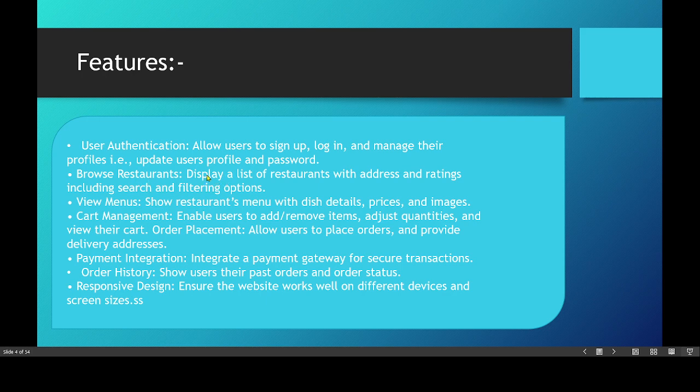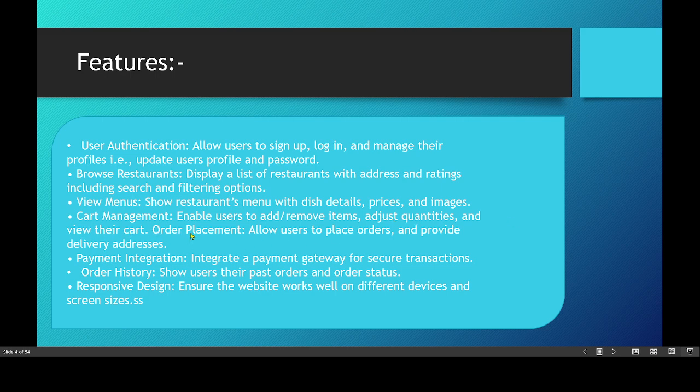While coming to browsing restaurants, it displays a list of restaurants with address and ratings, including search and filtering options. While coming to view menu, it shows the restaurant menu with dish details, price, and images. While coming to cart management, what is cart management? It enables the user to add and remove items, adjust quantities, and view their cart.